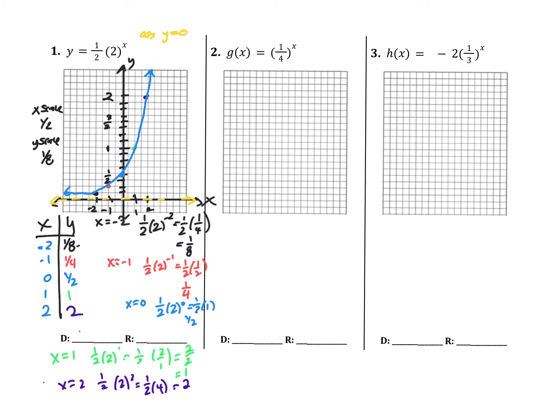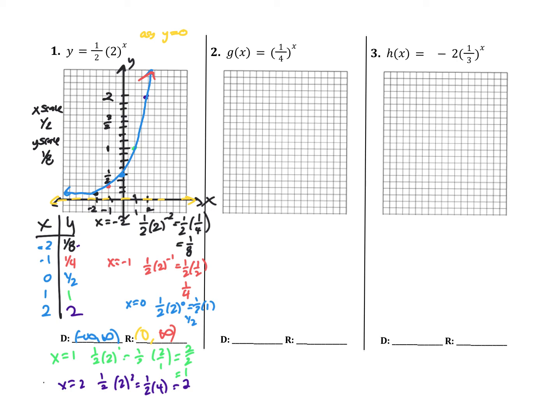All right, our domain is still -infinity to infinity. There is no x value that we aren't allowed to plug in. Our range, well, it's going down to 0. It's getting closer and closer and closer to 0, but never actually getting there. So parentheses with 0, and then it's going up to infinity off the top of the graph. So now we have our domain and range.